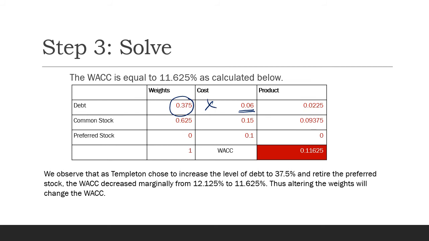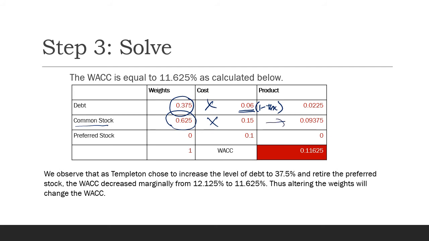If there's a tax, you do 1 minus tax. Multiply by 1 minus tax if there's tax information, but in this case there's no tax. So you multiply the weightage over the cost, and we get 0.0225. Then we calculate the common stock. The common stock weightage is 0.625 multiplied by 0.15.